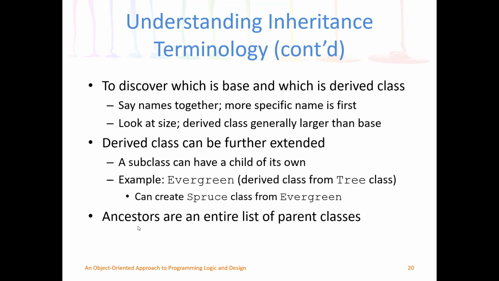To discover which is base and which is derived class, say the names together. More specific name is first, and they said evergreen tree. So evergreen is more specific than tree. And look at the size. The derived class generally is larger than base, and that's because it has more attributes, usually, and possibly more methods.